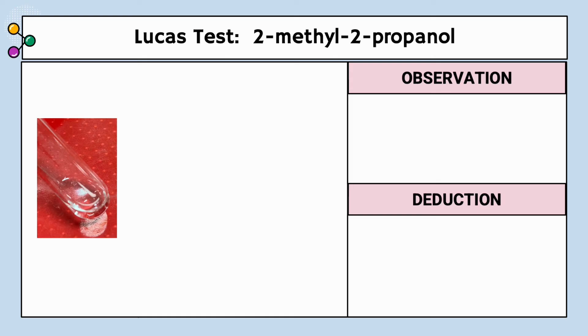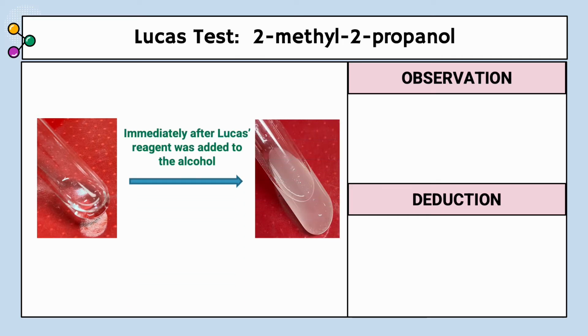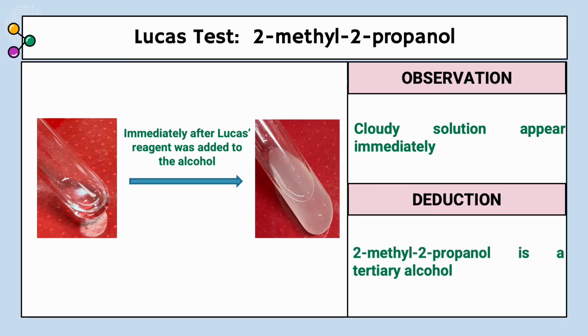Okay, now, so kalau saya ada 2-methyl-2-propanol, saya mixkan 2-methyl-2-propanol ini dengan Lucas reagent, immediately saya akan nampak adalah cloudy solution appear. So your observation is cloudy solution appear immediately. Sebab disebabkan Lucas test ini dia ada kaitan dengan time taken, so awak punya observation pun mesti relate balik dengan dia punya time. Okay, so deduction yang saya boleh buat adalah 2-methyl-2-propanol is a tertiary alcohol.